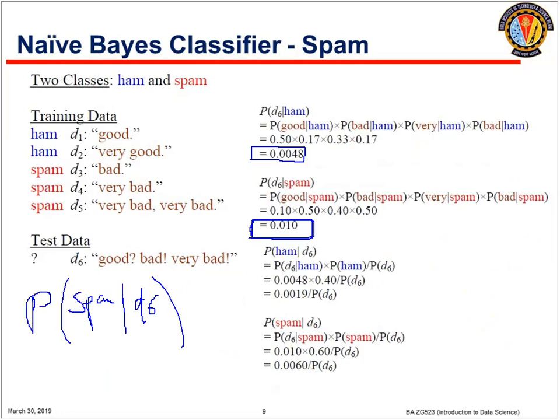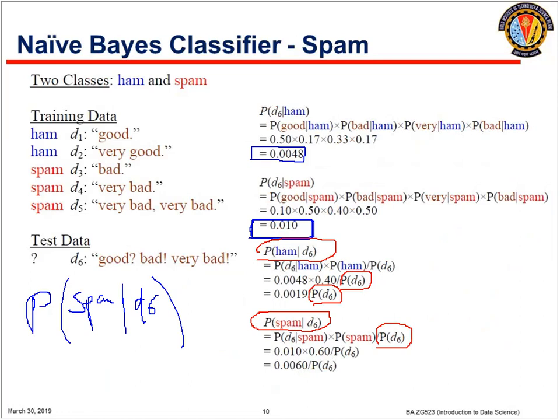So if you apply the Bayes theorem, you find the probability of ham given D6, and the probability of spam given D6. Whichever has the higher probability given this document, we'll label it as that. The higher probability will win. When you apply this Bayes theorem, the denominator, the probability of D6, is not calculated at all. In many cases this probability is not easy to find out, so it is just left as it is.